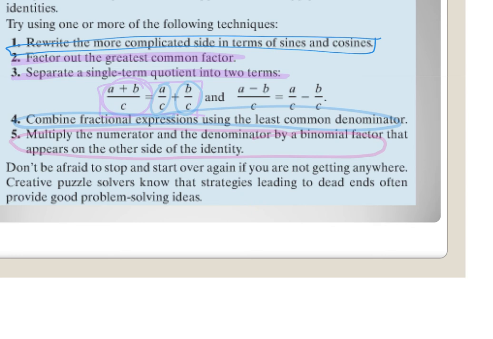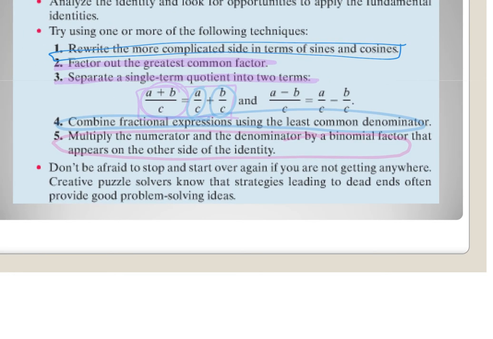Sometimes you have to work both sides of your equation. If there's a denominator on the right side, you can multiply it on both sides to get rid of it. So sometimes you can get rid of a denominator by multiplying both sides by it. And then obviously this is a big one. Don't be afraid to stop and start over again. It happens all the time. If you get to a dead end and you're stuck, start it over again. Try something different.